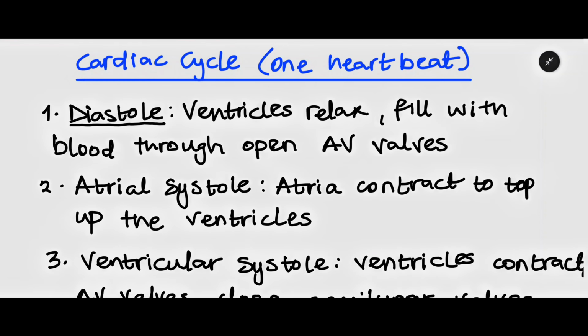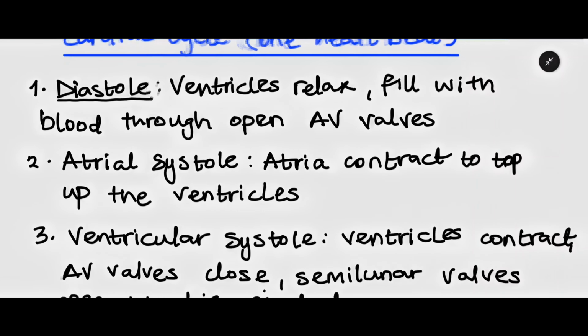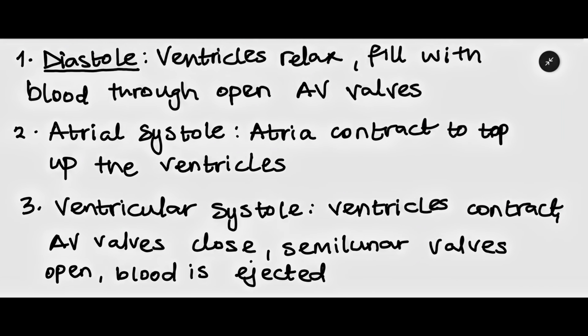First thing that happens is diastole. So ventricles relax and open up so that they can fill with blood through the open atrioventricular valves. Two, we have atrial systole. This is where the atria contract to top up the ventricles. And third, we have ventricular systole. This is where the ventricles contract, semilunar valves open so that blood can be ejected from the heart.